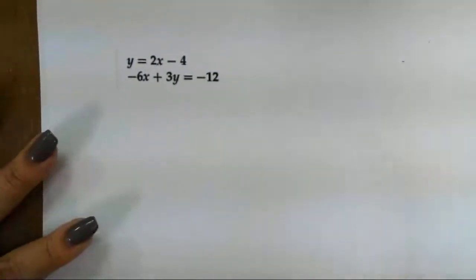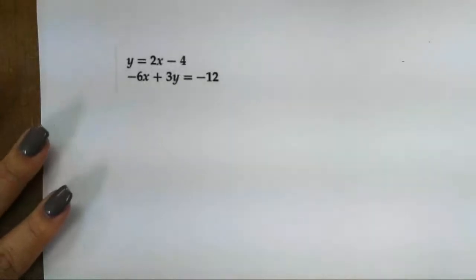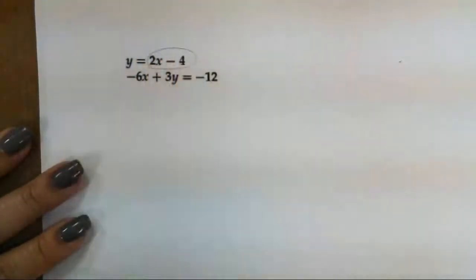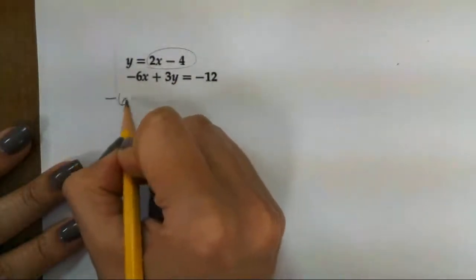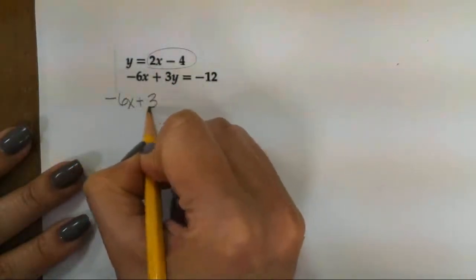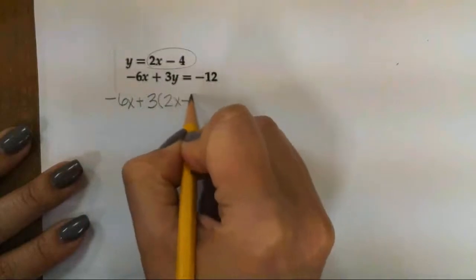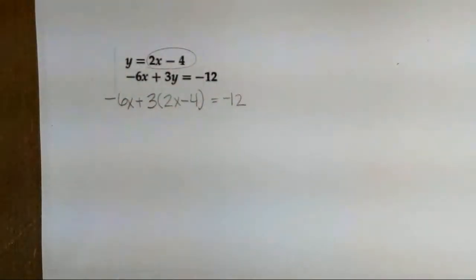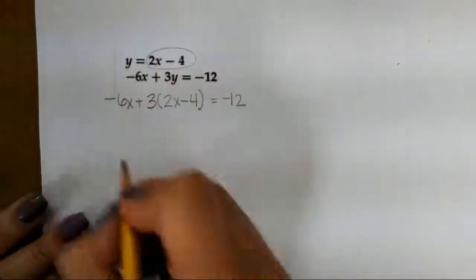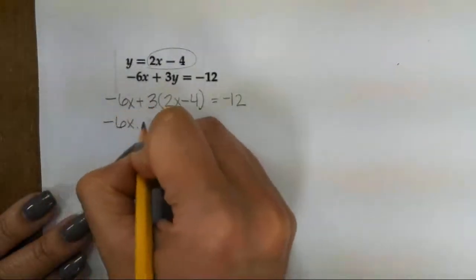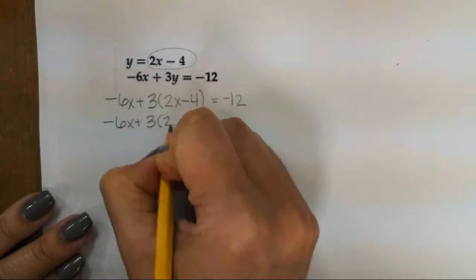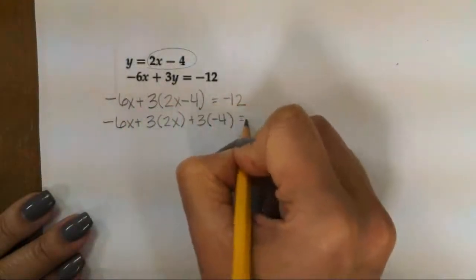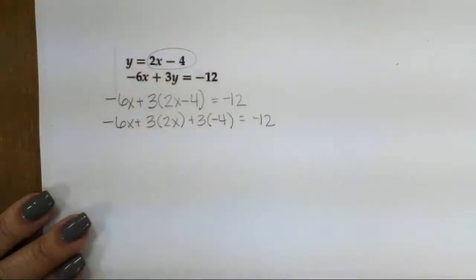Okay, so let's go ahead, and I think this one was another example that I found. I hope that this is one of those special system ones. Again, we're going to be substituting this value. So I have negative 6x plus 3 times 2x minus 4 is equal to negative 12. Again, now you want to go ahead and distribute. So you have negative 6x plus 3 times 2x plus 3 times negative 4 is equal to negative 12.